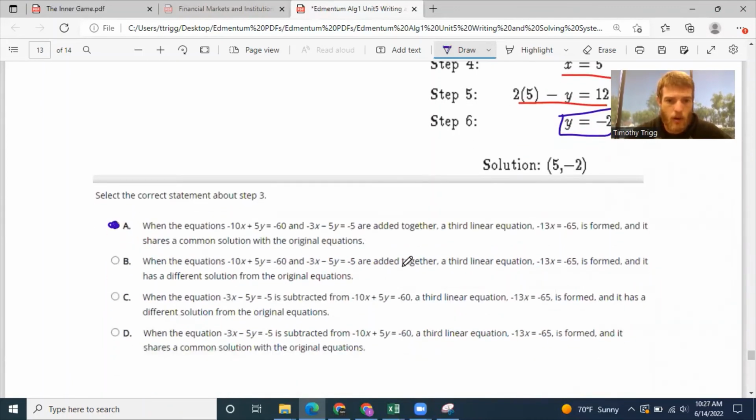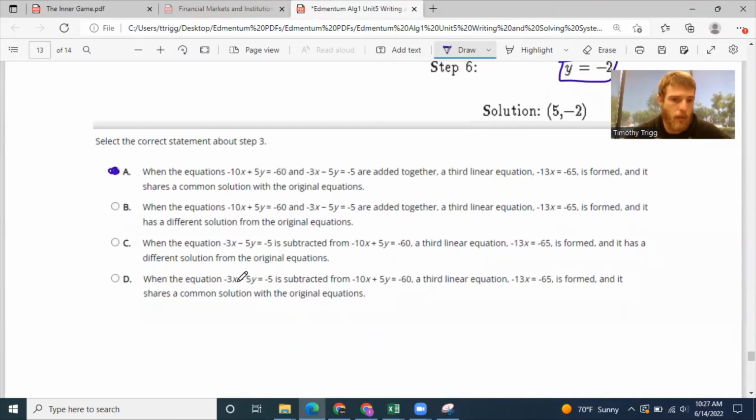When these equations are added together, a third linear equation is formed, and it has a different solution. No, that's wrong. When the equation is subtracted from, no. Yeah, I would say A is correct here.